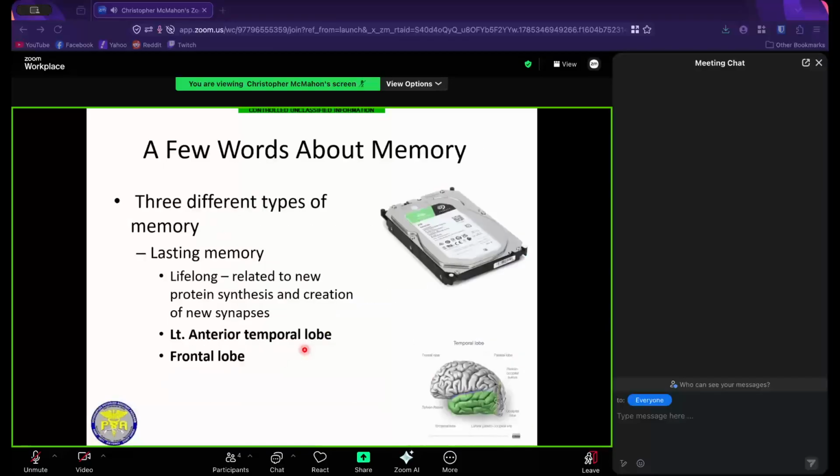And then lastly, I have lasting memory. That's my long term. That's a hard drive right there, for people that have never looked inside a computer. That's long-term storage. It takes a long time to get it back out. It's actually stored in the left anterior temporal lobe, which, if you want an easy way to memorize that, think, all right, I'm trying to think of something I thought of a long time ago. I'm going to start scratching my left anterior temporal lobe to try to get it out. And also used in our frontal lobe.